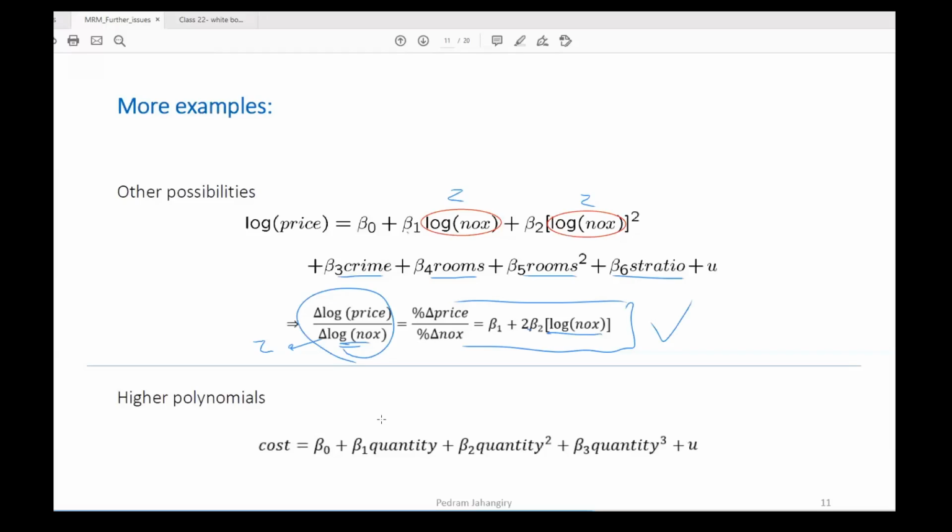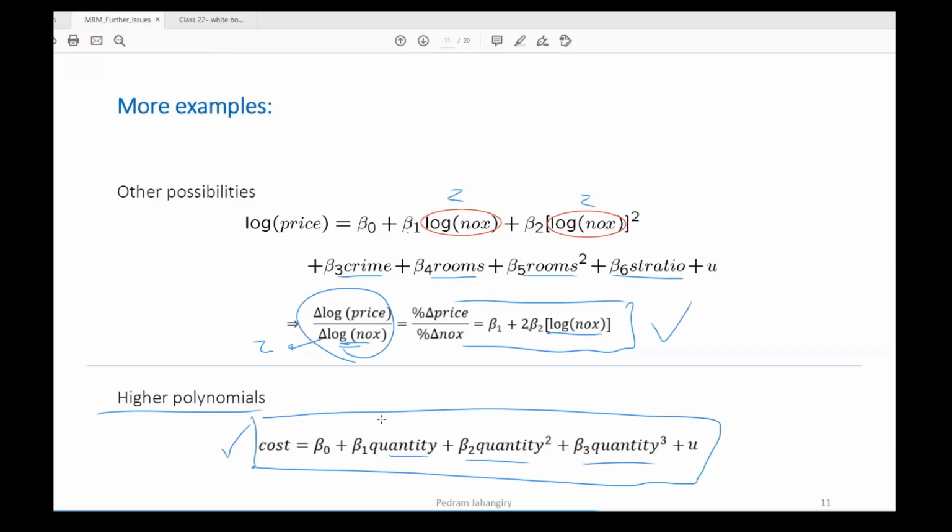Then another example, higher polynomials. So for instance, we can regress cost on quantity, quantity squared, quantity cubed. Without telling you any more information, without giving you any more data, do you think that this is a good specification in the model? The answer is no, because I'm not controlling for any other explanatory variable. And if I plot the effect plot for this quantity to the power of 3, depending on the sign of beta 2, beta 3, it can be something like this.